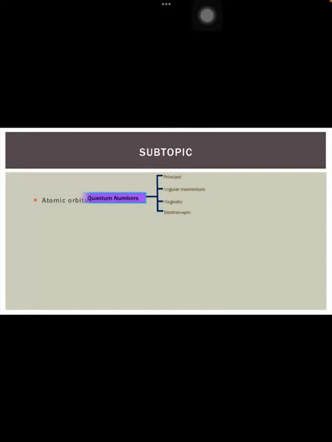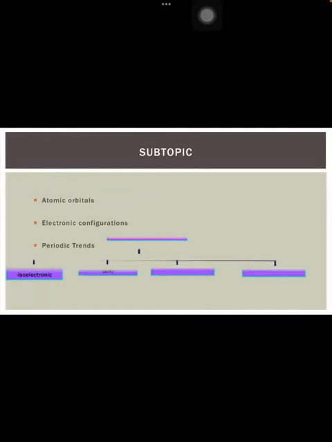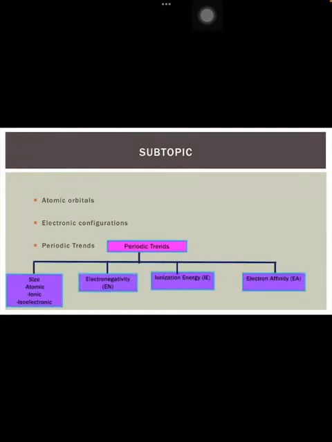Kita nak tulis electron configuration. We want to write address to the electrons. And then for the parts 2 later, you are going to learn about predict trends. Yang ni pun sebenarnya bukan benda baru juga.